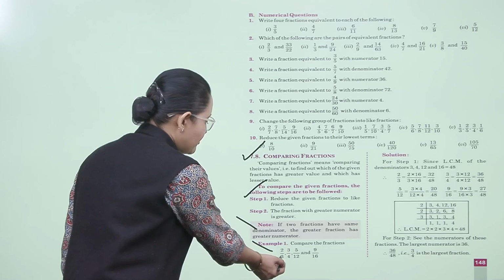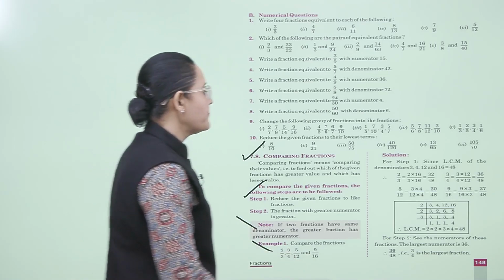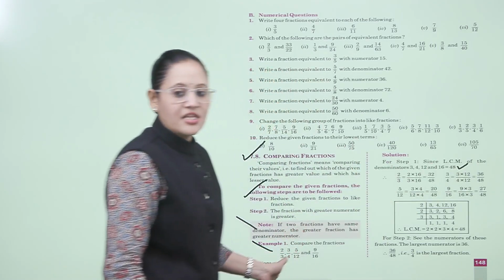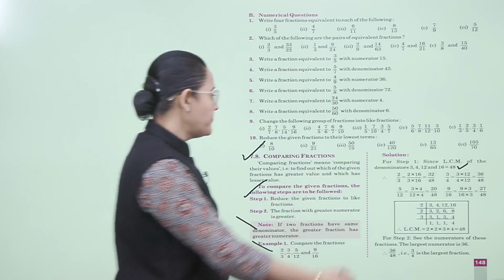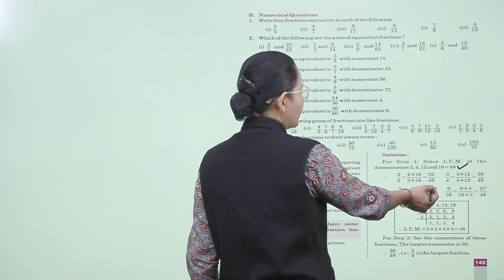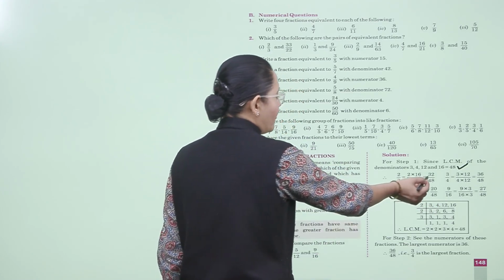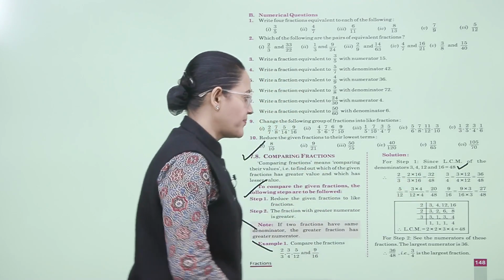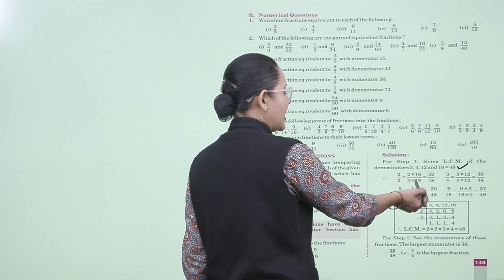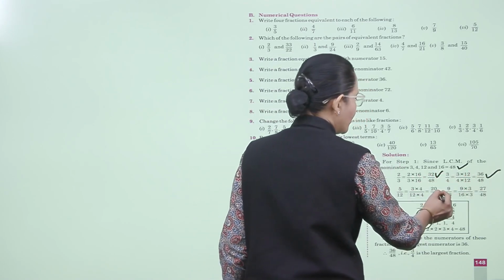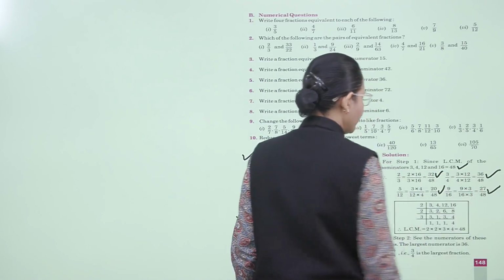So LCM of 3, 4, 12 and 16, that is 48. Now we will convert the given fractions into equivalent fractions with denominator 48. So for 2 by 3, 48 divided by 3 gives you 16, so we will multiply both numerator and denominator by 16. We get 32 by 48, 36 by 48, 20 by 48, 27 by 48.